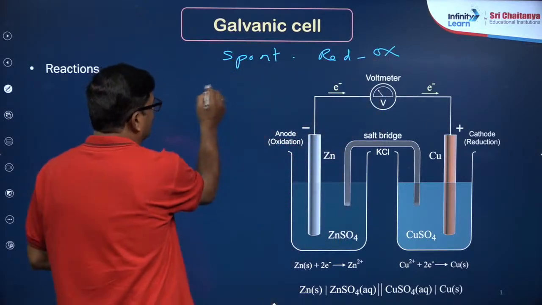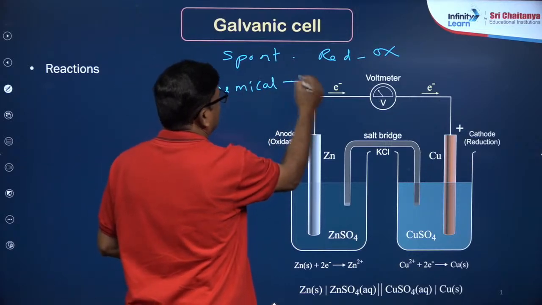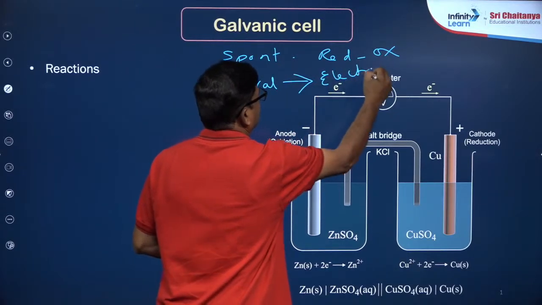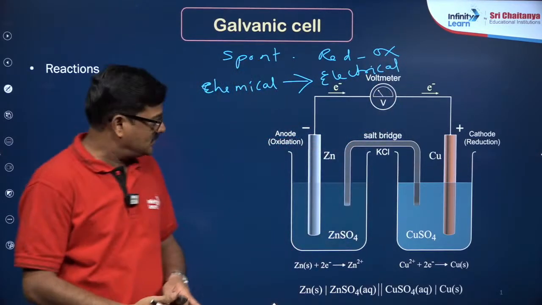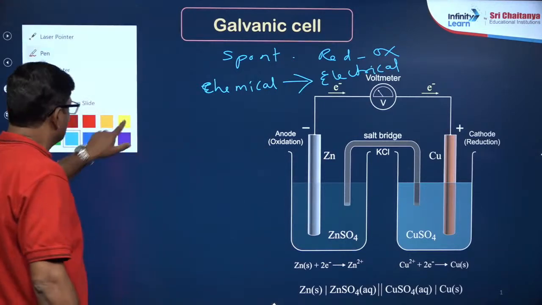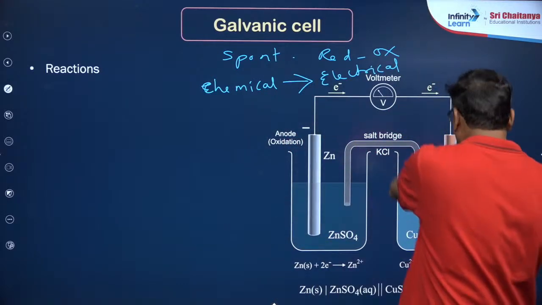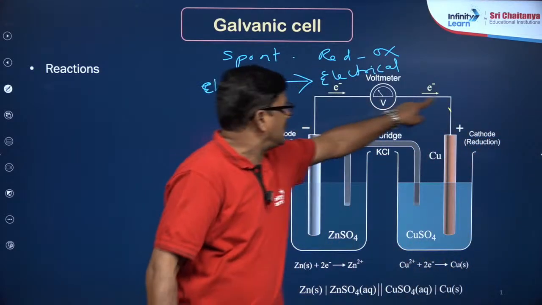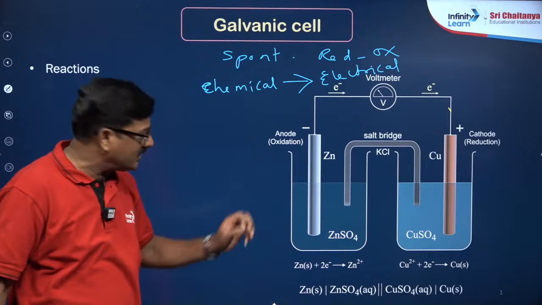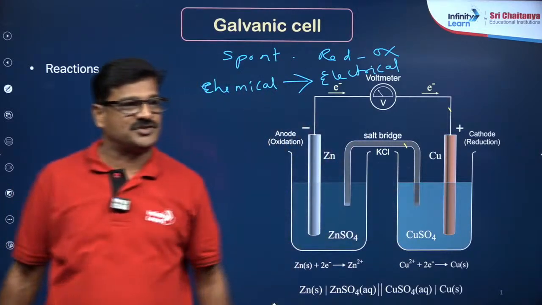Therefore, chemical energy is converted into electrical energy. In this, a zinc rod is immersed in zinc sulfate, a copper rod is immersed in copper sulfate, and these two are connected by using an electrical circuit. Hope you are understanding. And these vessels are connected by using a salt bridge.